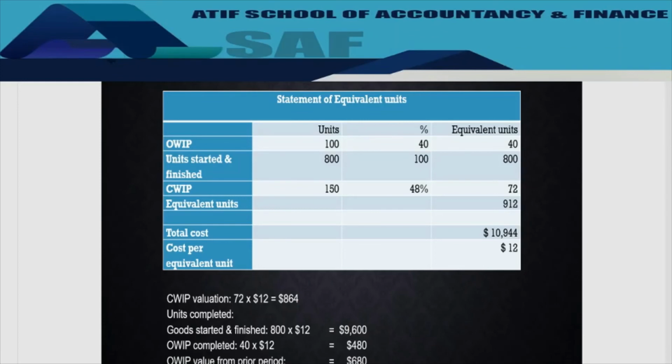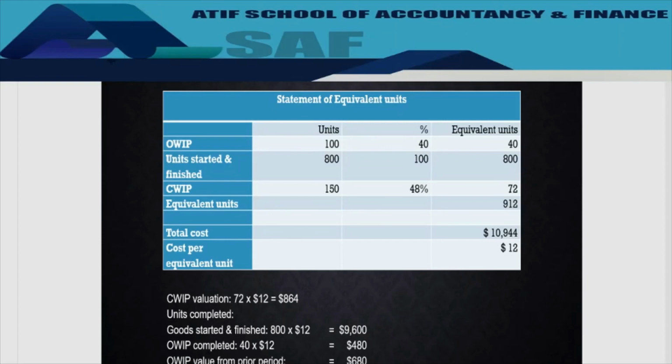Remember, in the FIFO method, only the current period cost would be considered for calculating cost per equivalent unit. So the current period cost of $10,944 would be divided by the 912 equivalent units, and you will get the cost per equivalent unit as $12 per unit. In case of closing work in progress valuation, the still in process units are multiplied by their stage of completion and their unit cost. So 150 units multiplied by 48% will give you the equivalent units of 72, and these would be multiplied by $12 per unit cost, and the closing work in progress valuation would be $864.